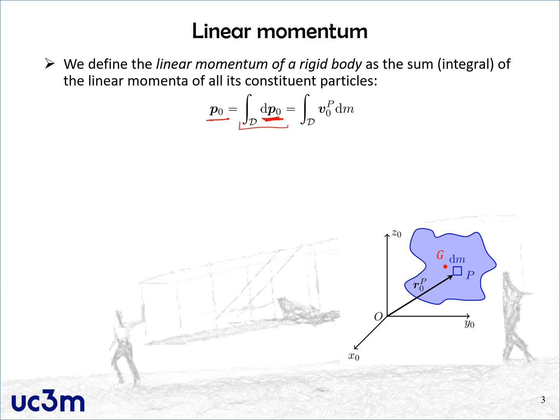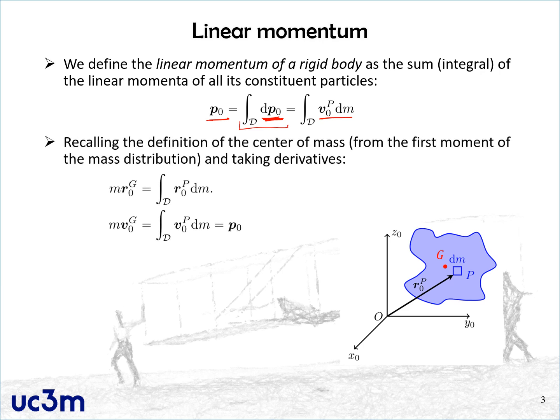Of course, the contribution of a single differential particle can be expanded as the product of the velocity of that particle times the mass differential. If we remember the definition of the center of mass from previous lecture, which is basically the first moment of the mass distribution divided by the 0th moment of the mass distribution, then we can write the integral of the position over the whole body times the mass differential, which is basically the first moment of the mass distribution, as the total mass of the body times the position of the center of mass.